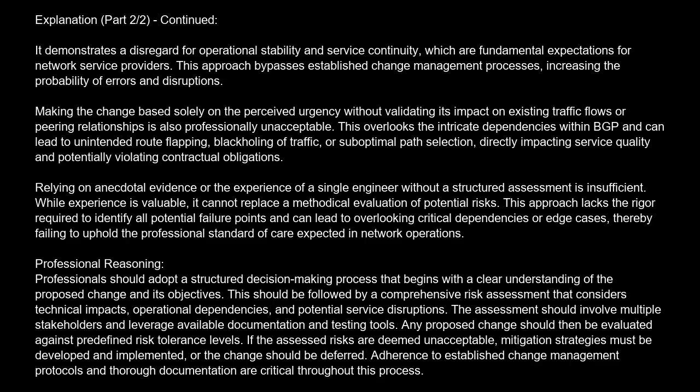Professional reasoning. Professionals should adopt a structured decision-making process that begins with a clear understanding of the proposed change and its objectives. This should be followed by a comprehensive risk assessment that considers technical impacts, operational dependencies, and potential service disruptions. The assessment should involve multiple stakeholders and leverage available documentation and testing tools. Any proposed change should then be evaluated against predefined risk tolerance levels. If the assessed risks are deemed unacceptable, mitigation strategies must be developed and implemented, or the change should be deferred. Adherence to established change management protocols and thorough documentation are critical throughout this process.